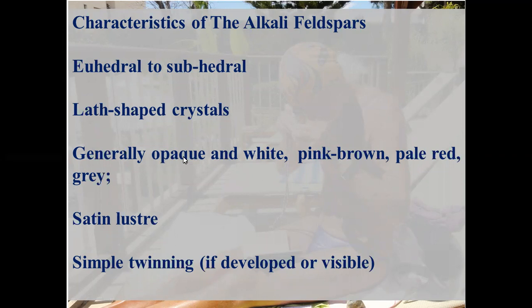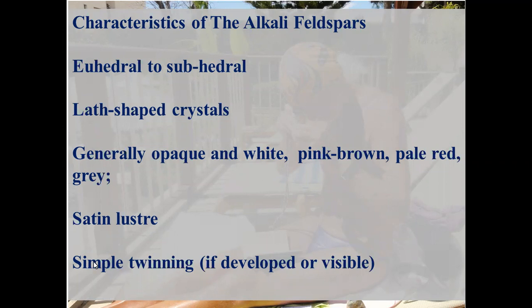And for the alkali feldspars, they were generally opaque rather than translucent like the plagioclases. So the alkali feldspars are generally opaque and in colors of white, pink, brown, pale red, or gray. And if you remember, I said the only color rule that you can give realistically to feldspars is the one that says plagioclase is never pink. So if you've got something pink and you've identified it as a feldspar, then it's an alkali feldspar. The other properties that the alkali feldspars, along with the plagioclases, share is the satin luster. So it's slightly less vitreous, it's that satin finish luster.